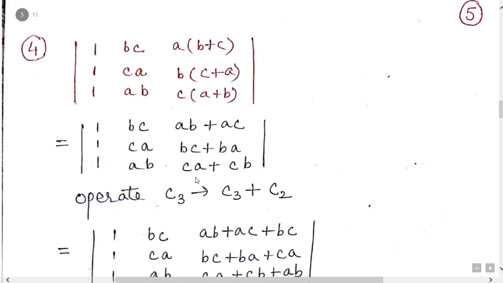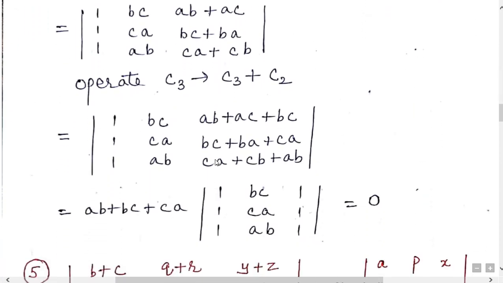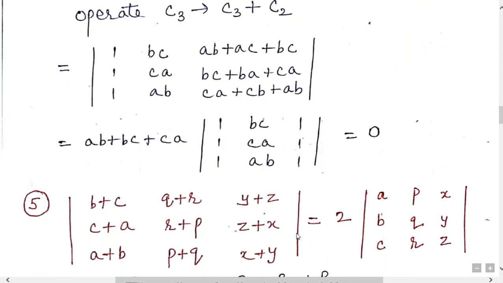This question is also simple. Open this bracket. Then add these two values, column number 2 and column number 3. Then take these values common because these values are the same, ab plus bc plus ca. It means the first and third columns will become identical and the answer is 0.